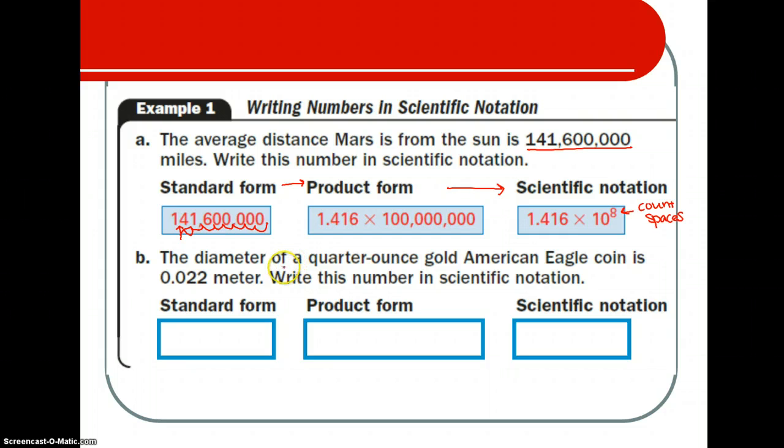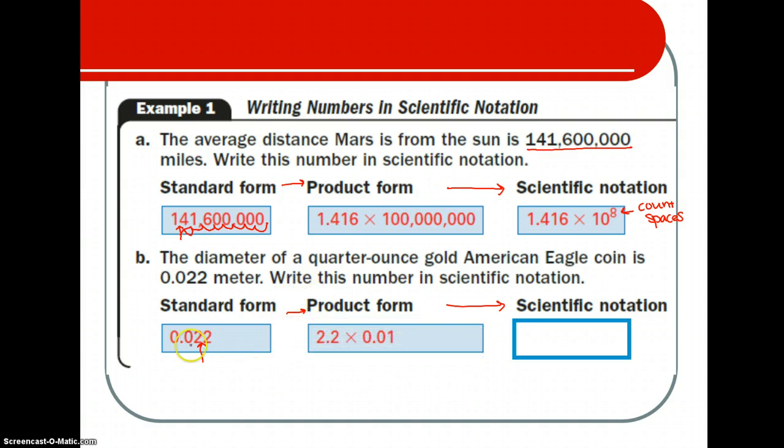Part B, the diameter of a 1/4 ounce gold American Eagle coin is 22 thousandths meters. Write this number in scientific notation. So there's standard form. Again, you can go through product form, but I like to just skip right to scientific notation. It's up to you. We're going to move the decimal between the 2 and the 2. So it's 2.2. And we moved it 2 spaces. It's a small number, so it's a negative exponent. Remember, this number 2.2 needs to be between 1 and less than 10.